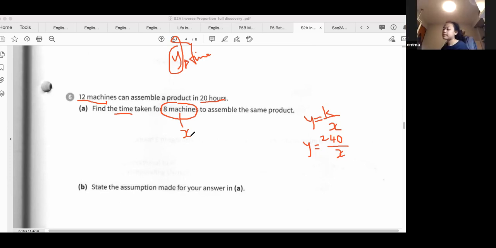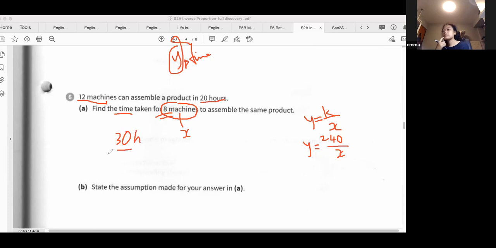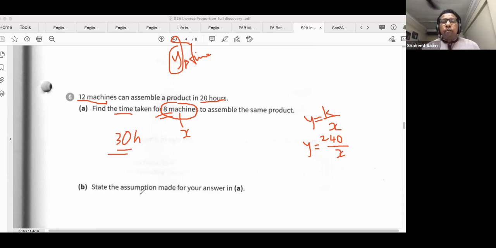30 hours. So it makes sense, right? Why does it make sense? 12 machines take 20 hours. If you want 8 machines to do it, it will take longer. Correct. So now, what's the assumption here? The assumption will be every machine will take the same time to assemble the product, something like that. Okay, so never mind, we move on.